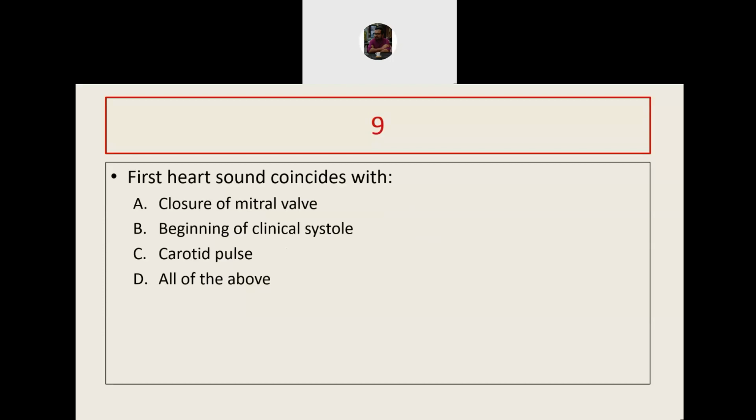We now come to auscultation of the precordium, that is examining the precordium with a stethoscope. So let us see what are the questions that we have to face before we start the discussion. This is your first question for this section. First heart sound coincides with.